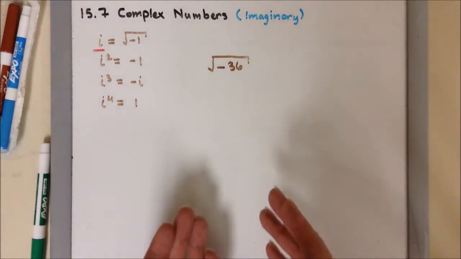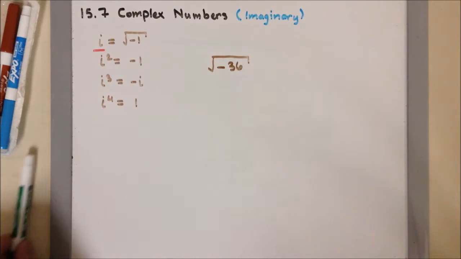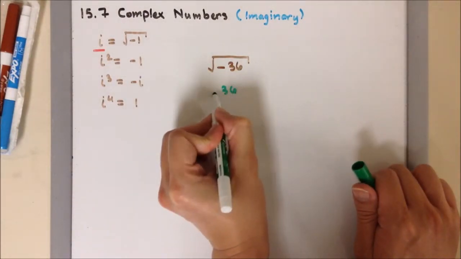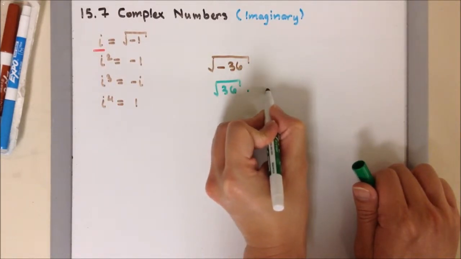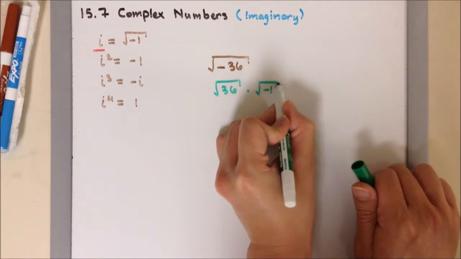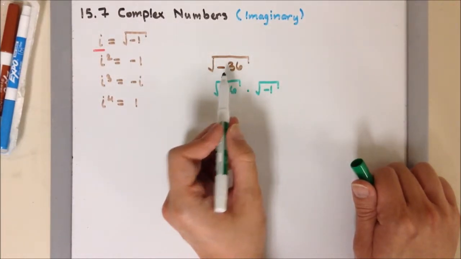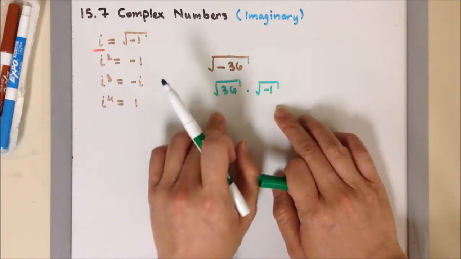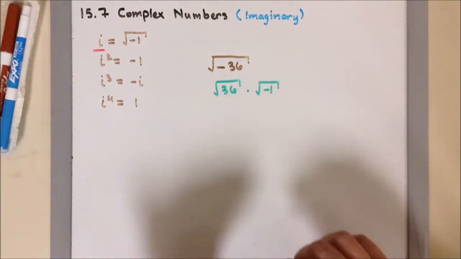I'm going to split negative 36 into two numbers, making 36 a positive, like this, and it's going to be multiplying with the square root of negative 1. So we know that 36 times negative 1 is negative 36. Now I'm just going backwards, splitting, so that way I can do the square root of a positive number.